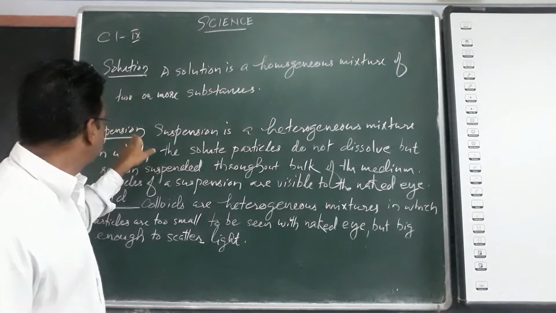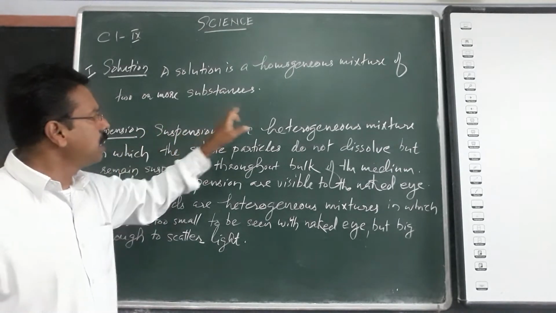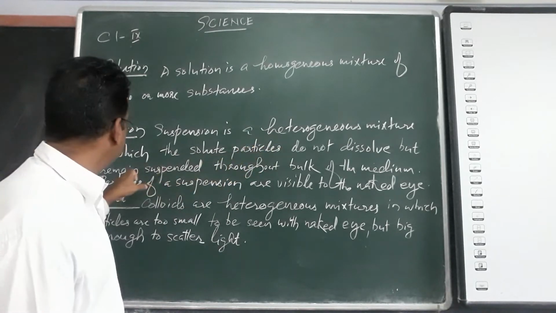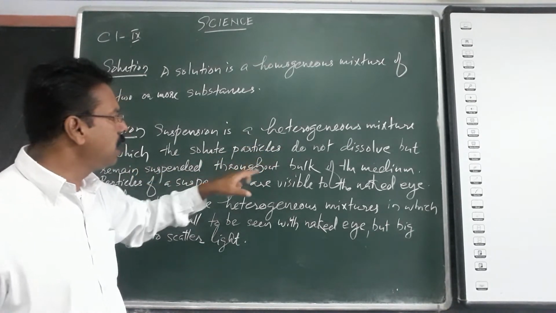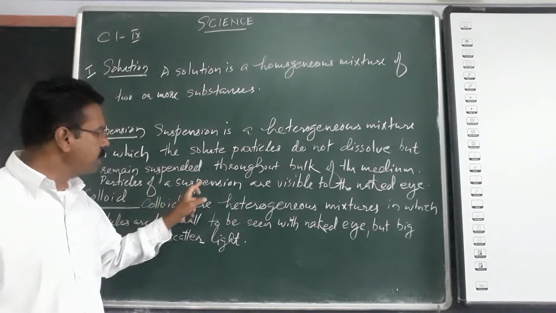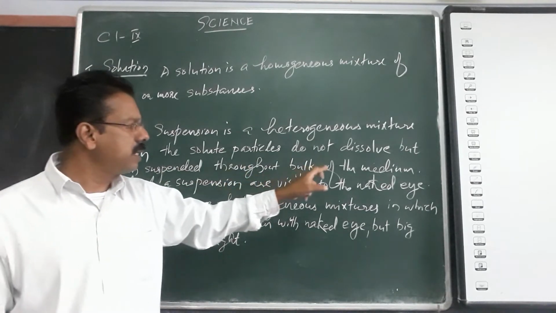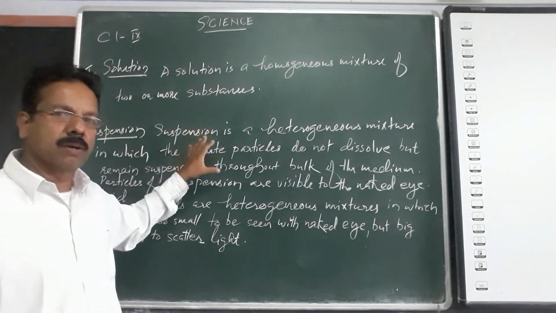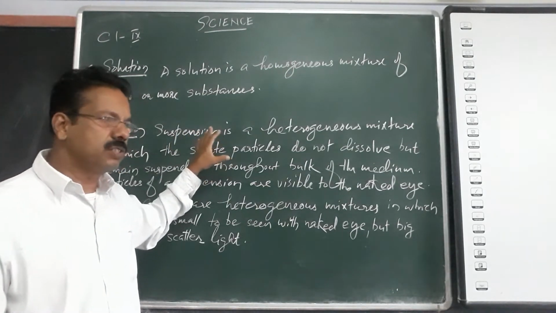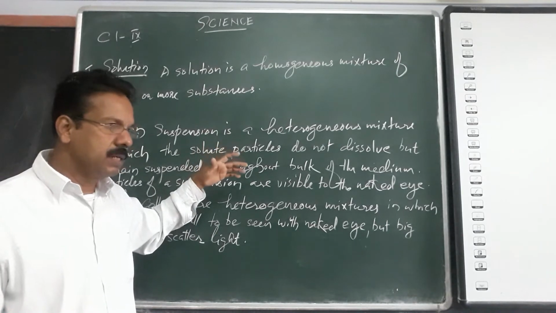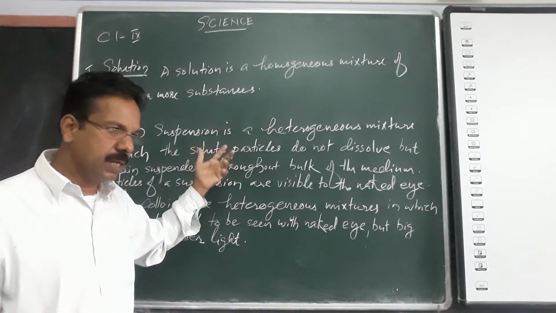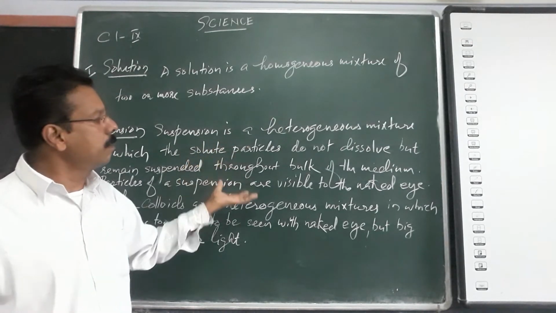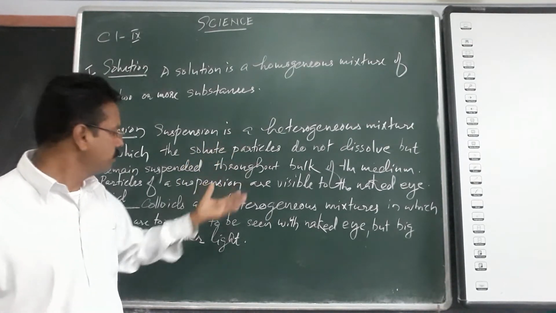A suspension is a heterogeneous mixture in which the solute particles do not dissolve but remain suspended throughout the bulk of the medium. Particles of a suspension are visible to the naked eye. When we are adding sand and water, we can see the components separately.